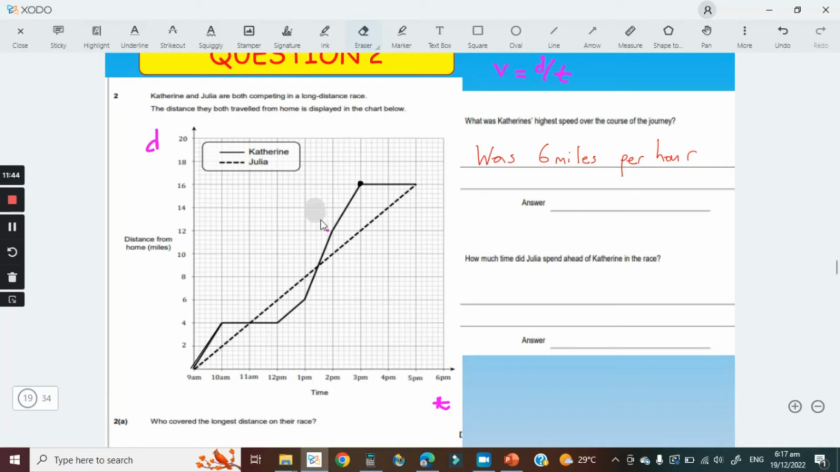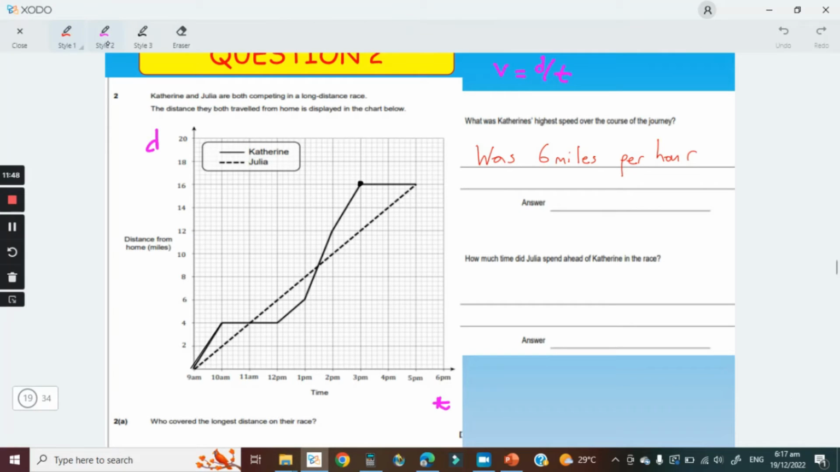So, when is Julia ahead of Catherine? Julia is ahead of Catherine when you realize the dotted line is above. The only piece where the dotted line is above is from right here. Let me put a dot. It's from right here to right here. This is when Julia is ahead of Catherine.